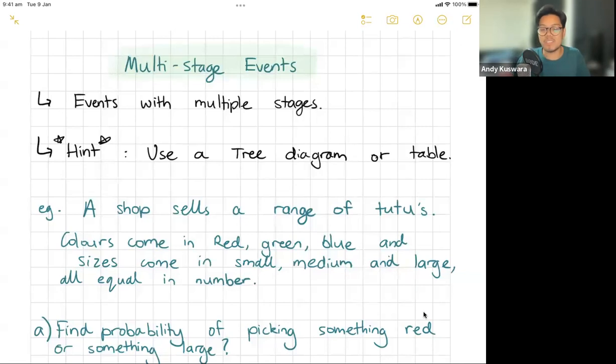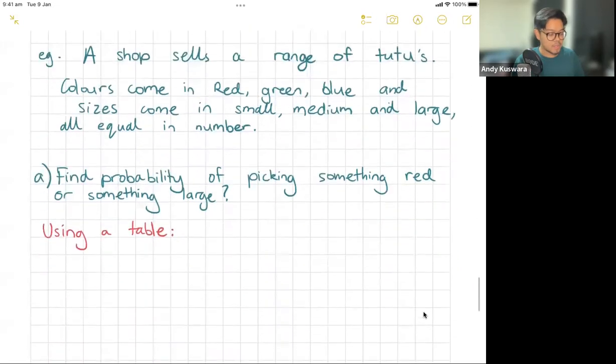Now, I'm going to put down this hint very early on. When you're talking about multi-stage events, the best and easiest way to see all of the things that go on in this array of stuff is to use a diagram, whether it's a tree diagram or a table, that's up to you. We're going to use these visual things to help us see what's going on. I'm going to run you through two examples of what they might look like and how we can use either a tree or a table. So let's take a look here.